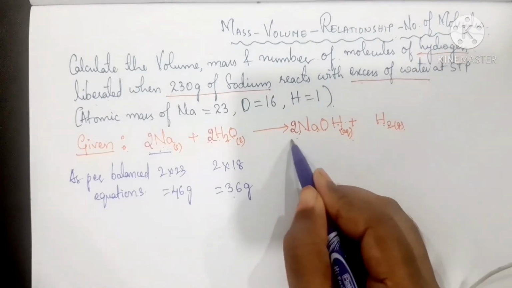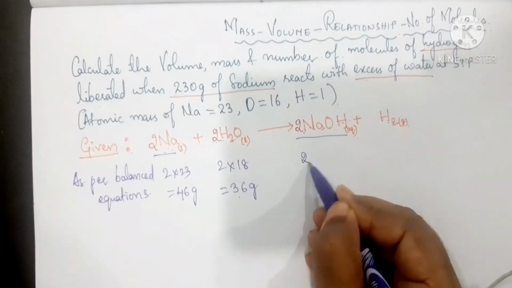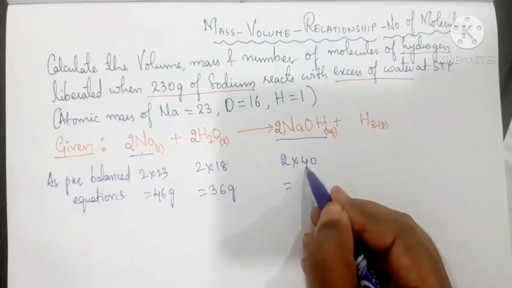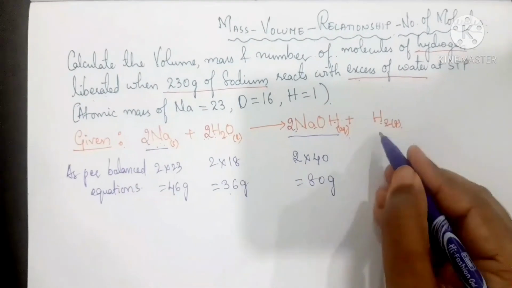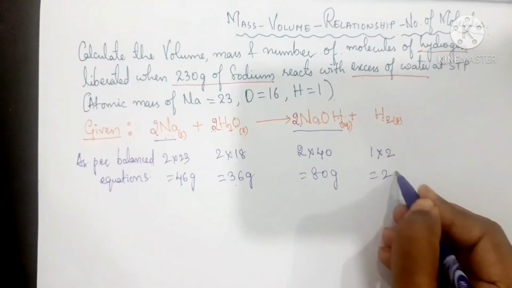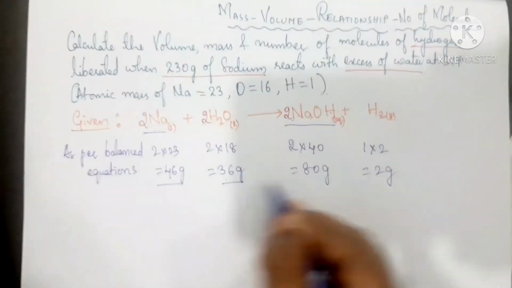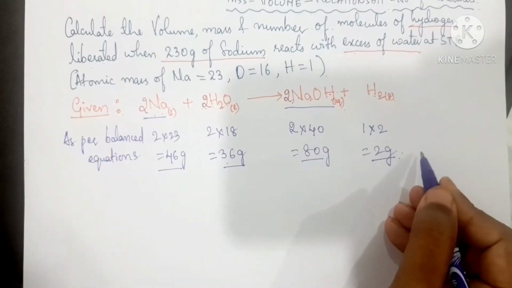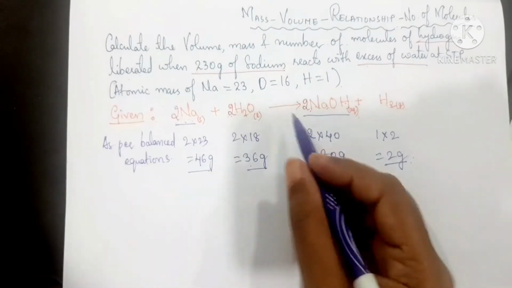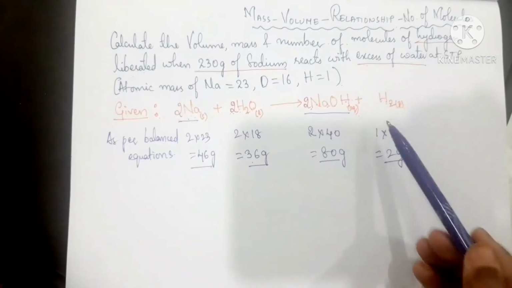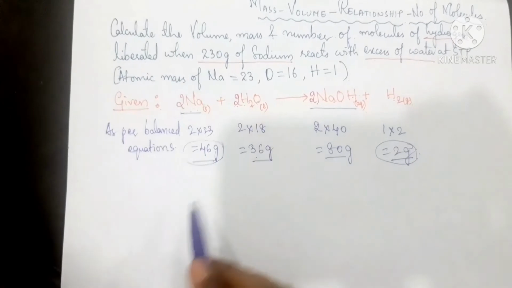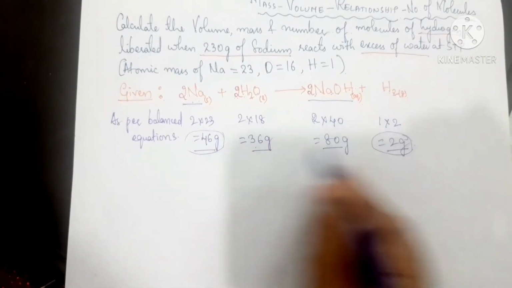Coming to sodium hydroxide, in the same way, its molecular mass is 40, and for 2 moles, 2 into 40, 80 grams. And here hydrogen, atomic mass is 1, so 2 grams. As per the balanced equation, these are the molecular masses. Because it is only regarding hydrogen, we need to focus on hydrogen and sodium, because the sodium value is given. So I will take only these two values and compare.